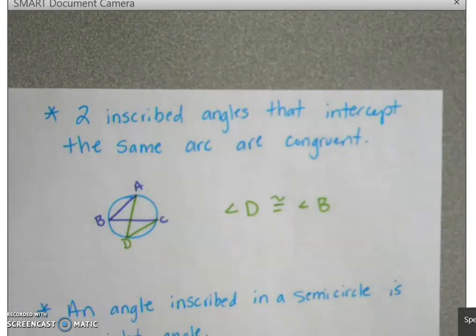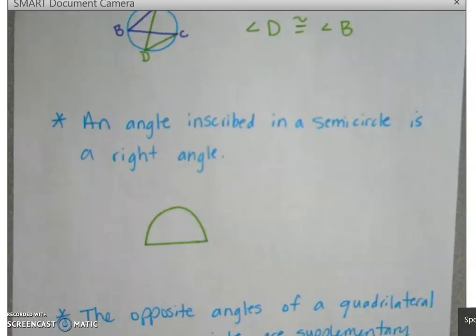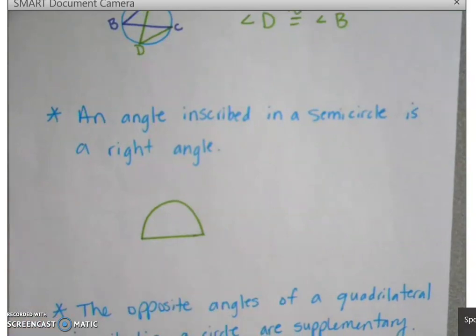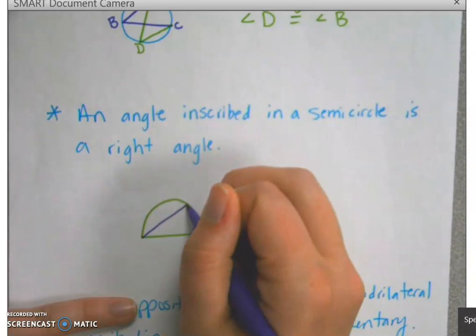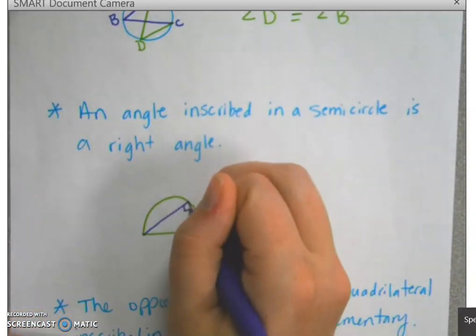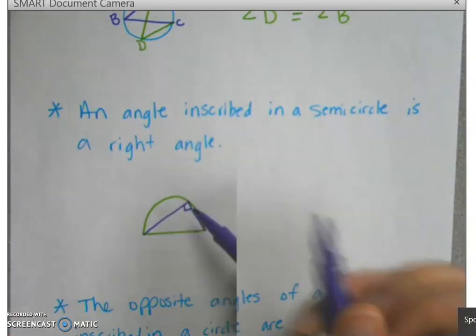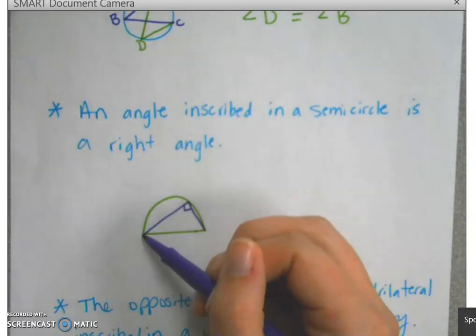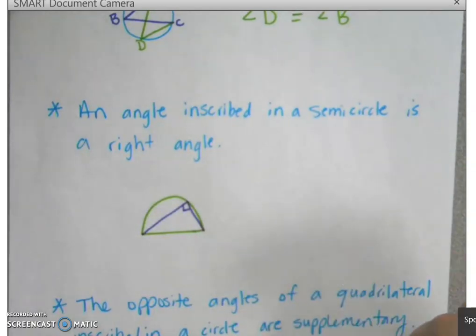Next thing I need you to know, if you have an angle inscribed in a semicircle, so this is a semicircle, it's half a circle. If it is inscribed in here, so that means the vertex is on the circle, anytime this happens, it is automatically a right angle. This makes sense because remember, angles are half their arc. Well, if it's inscribed in a semicircle, that means the arc is 180. Therefore, the angle has to be 90.